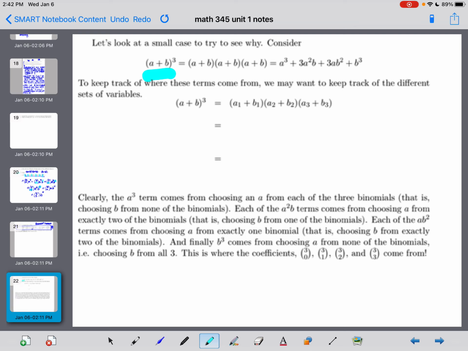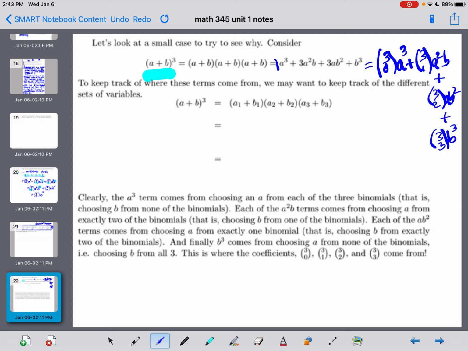And when we expand it all out, you get a cubed plus 3a squared b plus 3ab squared plus b cubed. And this matches with what we saw in Pascal's triangle. The 3rd row had 1, 3, 3, and 1. And the coefficients here again are 1, 3, 3, and 1. Right, so this suggests to us, based on what we saw before, that we could rewrite this as 3 choose 0, a to the 3rd, plus 3 choose 1, a squared b, plus 3 choose 2, ab squared, plus 3 choose 3, b cubed. Right, that's what seems like it's going to be true, but why is that the case?